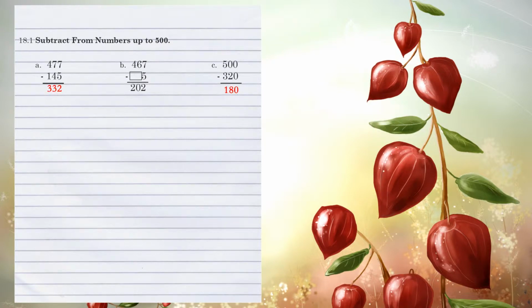Let's look at example B. We have some missing numbers that we need to fill in. So let's look first at the ones column. 7 minus 5 does in fact equal 2.